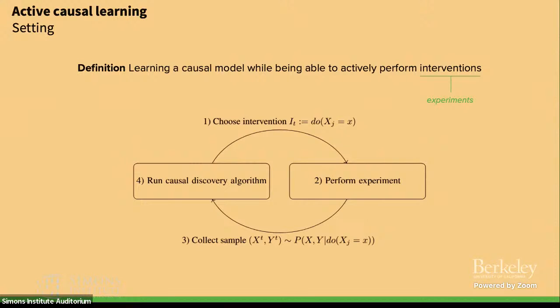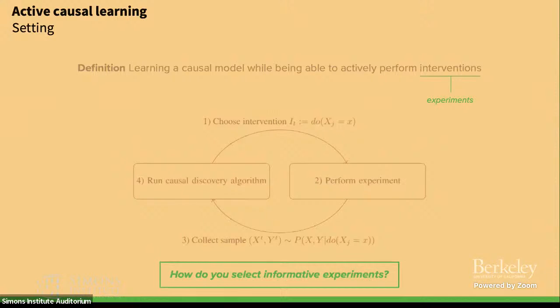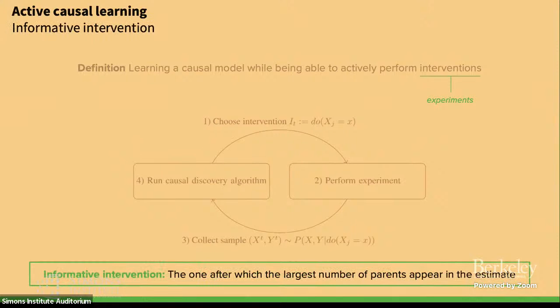So in this scenario where we do have the option to intervene on covariates, we ask ourselves, how do we select informative experiments? Is there any signal we can exploit to not do this at random, but to do this in a bit smarter way? Then the question is, what is an informative intervention? Since our downstream goal is to eventually run ICP and estimate the parents, we say that an informative intervention is the one after which the largest number of parents appear in the estimate. In this context, this is our definition for an informative intervention.